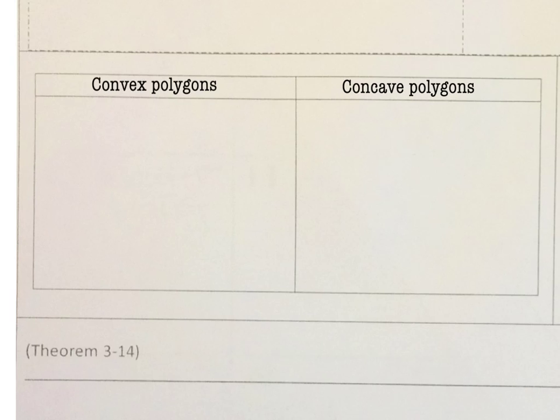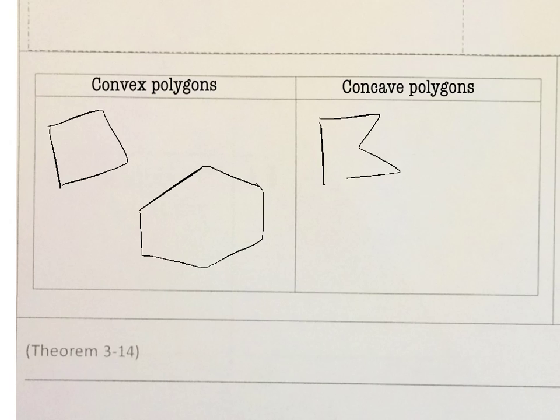Now, some examples of a convex polygon. It's another picture. Could be like this. Here's another example. Here are some concave polygons.